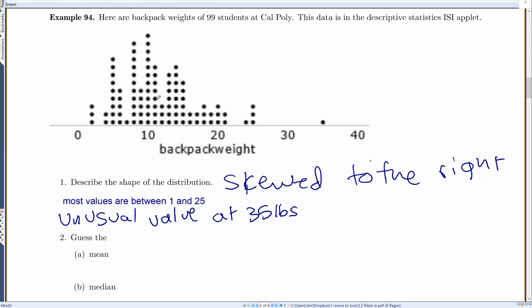So you know there's 99 students, so half of that is like 45-ish. So you could just start counting: 1, 2, 3, 4, 5, 6, 7, 8, 9, 10. So let me pause it and count 40. Okay, so we said half of 99 is about 45-ish. If I counted correctly, I think my 45th one is about here, so it looks like about 10 pounds, so I'm going to guess 10 pounds.